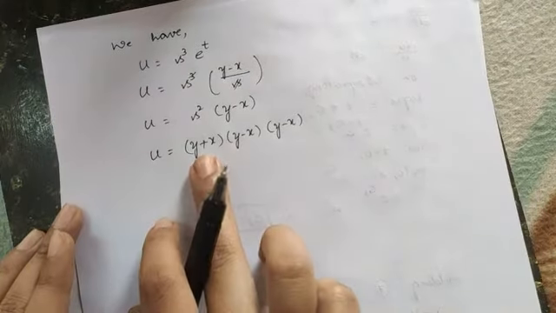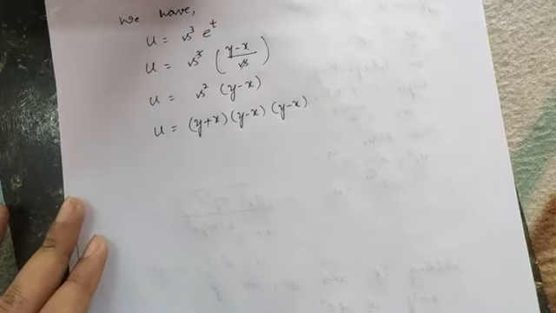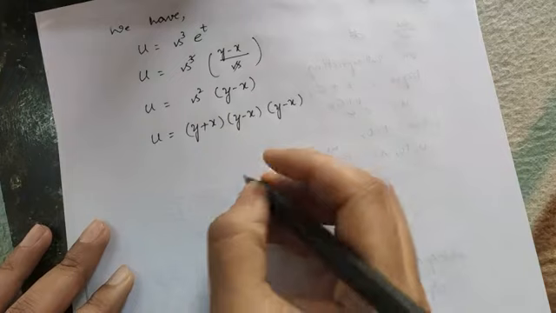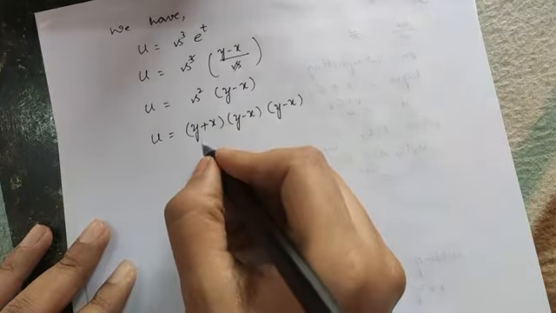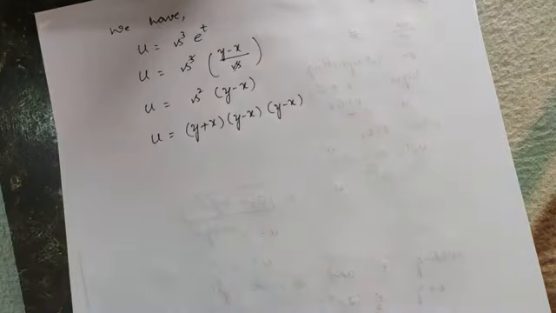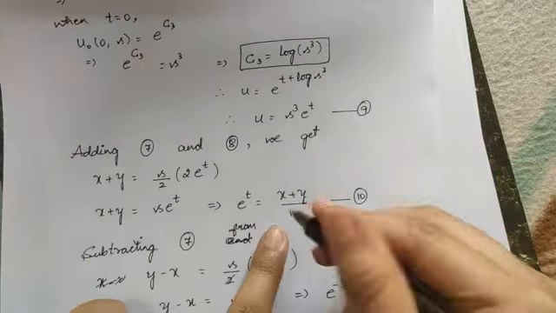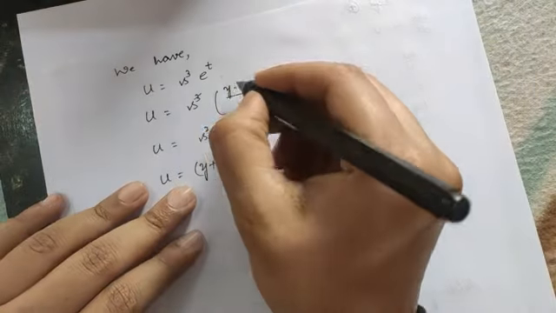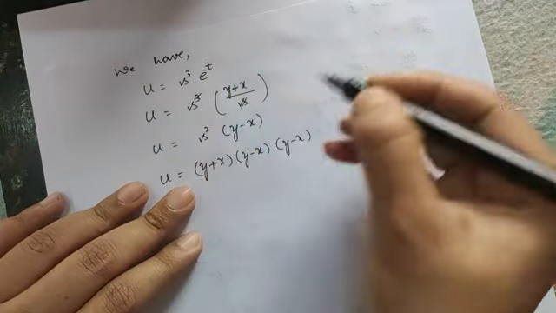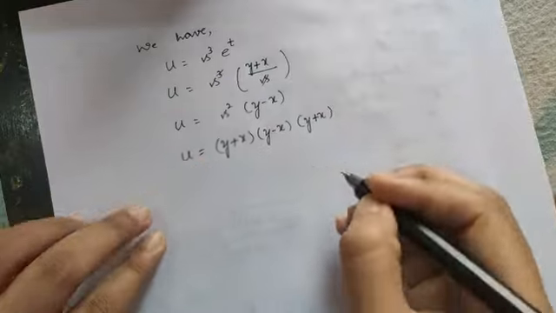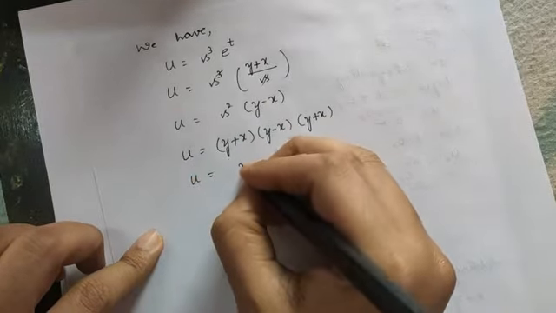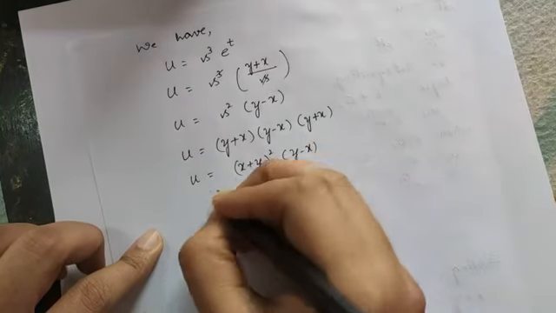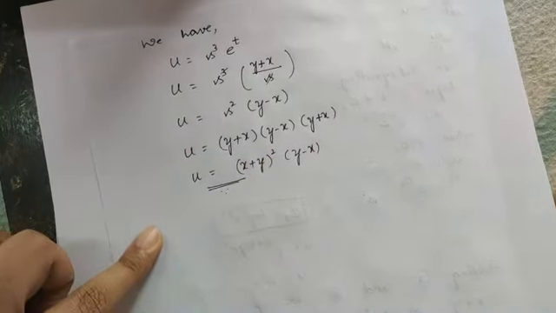This is nothing but a plus b into a minus b. You can write it as a square minus b square. Or you can stop here itself, no problem. Sorry, e power t value is x plus y by s. This is not y minus x, this is y plus x. So if you want, you can write one more step, that is x plus y whole square into y minus x. This is the solution for your case 1.